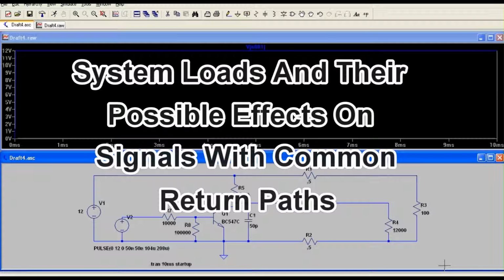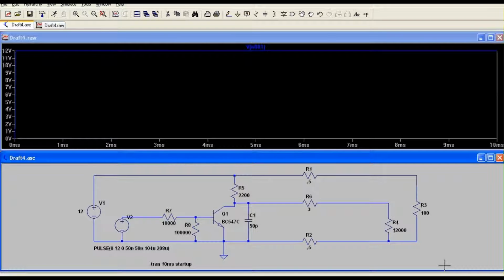Hey, I'm here in LTSpice. What I'm going to do in here is mostly Ohm's law, but the impression I wanted to make was of the setting that this circuit exists in.